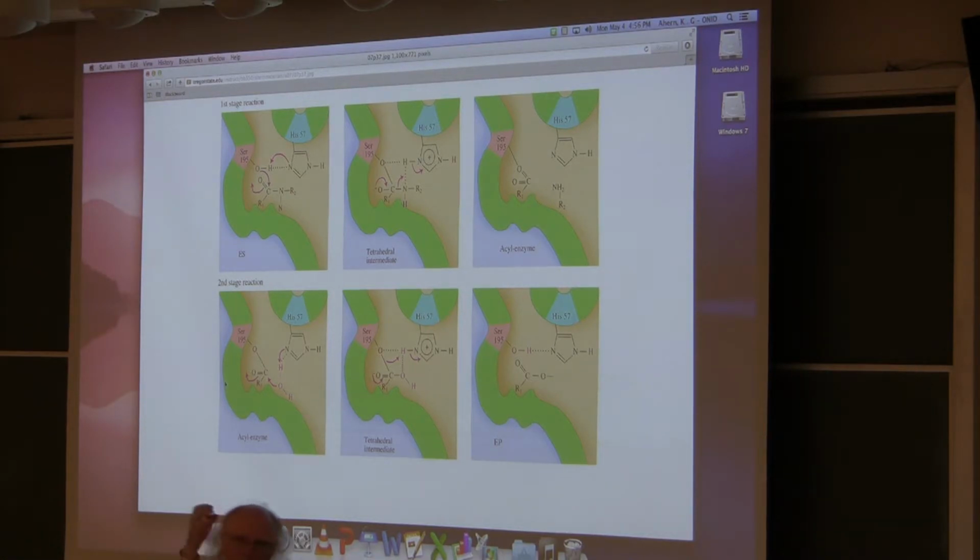Okay. So, a fast step and a slow step, right? The fast step occurs when the peptide bond gets broken. The slow step happens when the peptide gets released from the enzyme.